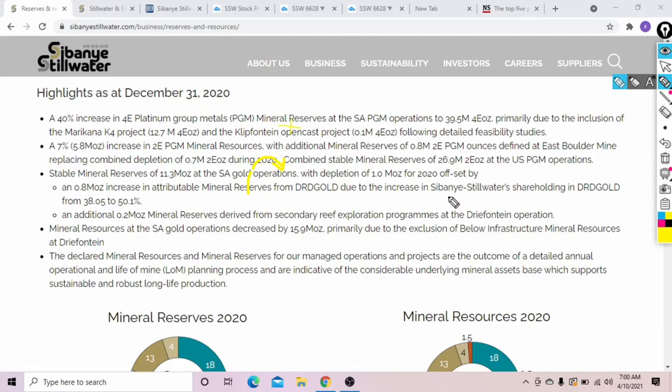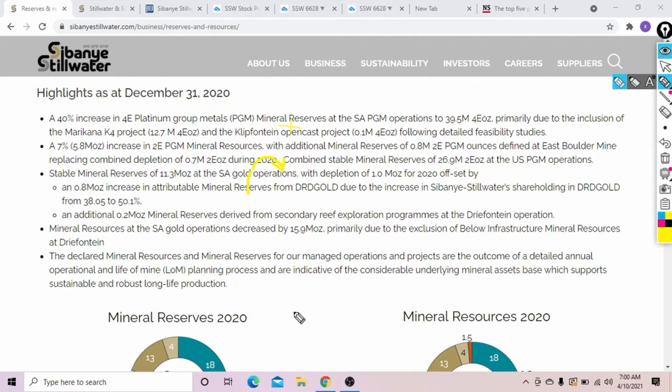They build their plants using this advanced technology to reclaim gold from those waste dams. So Sibanye owns 50% of this company, which is called DRD Gold. And this company also has very, very juicy financial statements. So now, by owning this company, it has increased what? 0.8 megaohms of its water reserves. Meaning that is also an additional reserve to Sibanyestillwater, which is a good thing.